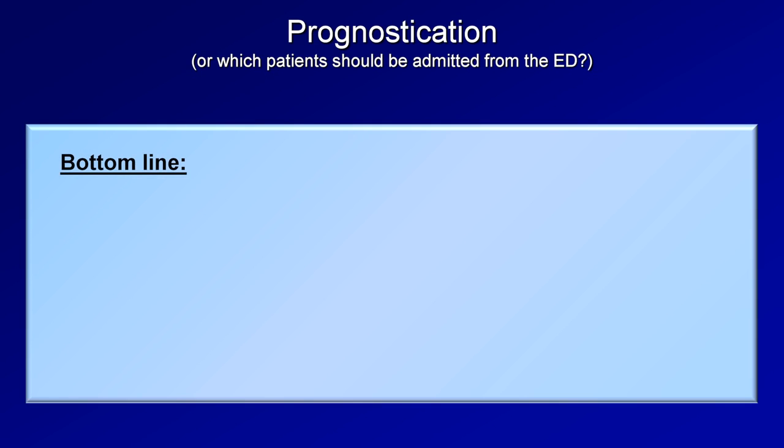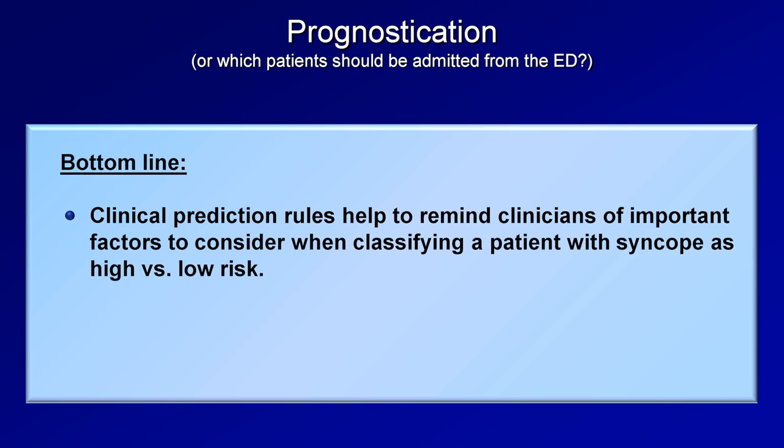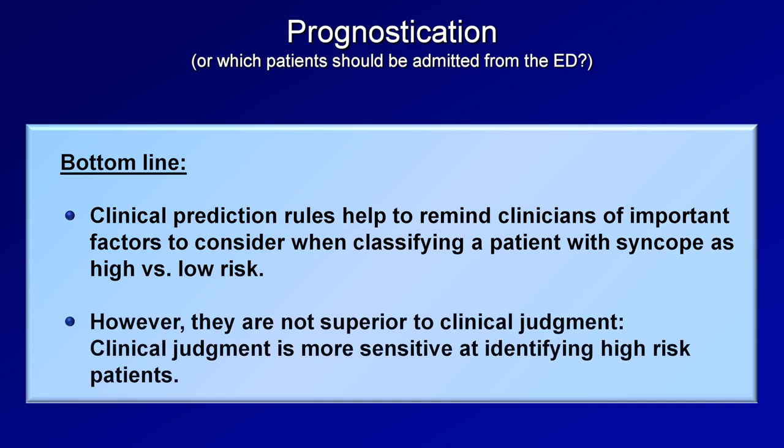So what's the bottom line with these prediction rules? They help to remind clinicians of important factors to consider when classifying a patient with syncope as being high versus low risk. However, they are not superior to clinical judgment. So if you're seeing a patient in the ED and something about the story, medical history, or objective data concerns you, you should not let these rules talk you out of admitting the patient.